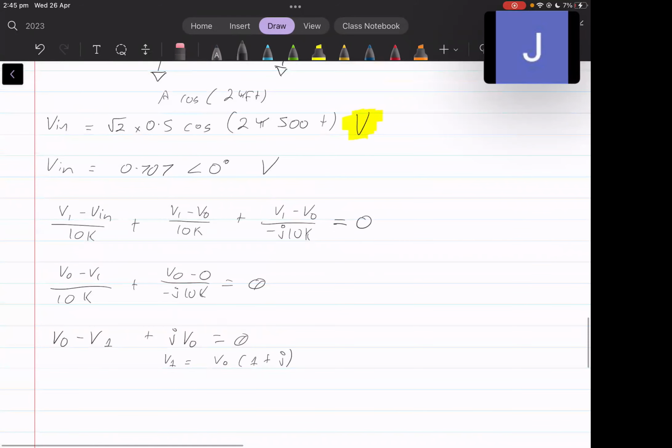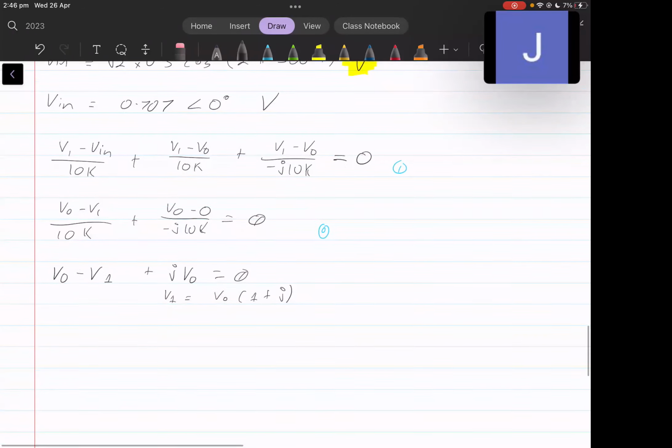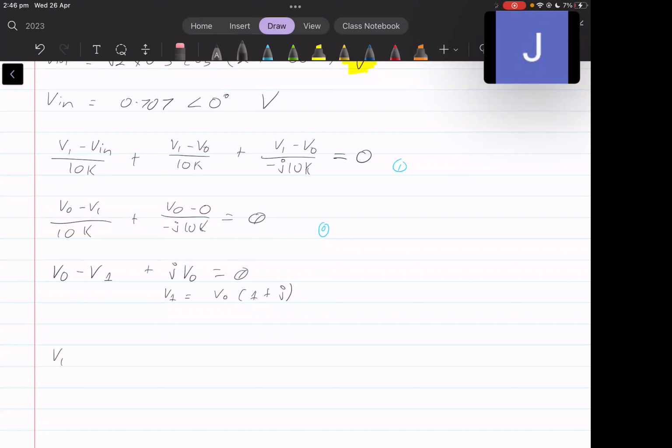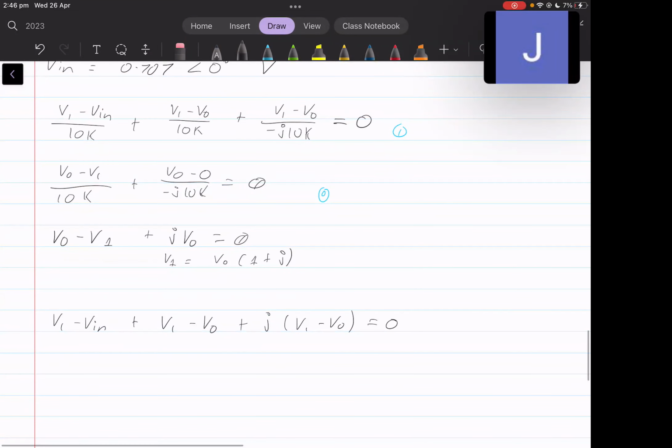So then we just take a look at our first equation, and we'd sub this back into equation 1. If we did that, multiplying it by 10K again, we have V1 minus V in, V1 minus V0 plus J. Just sub these in, and that should tell you what V out is.